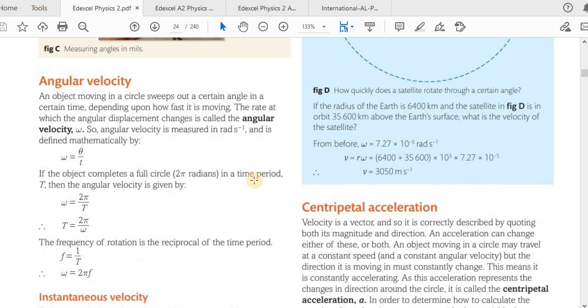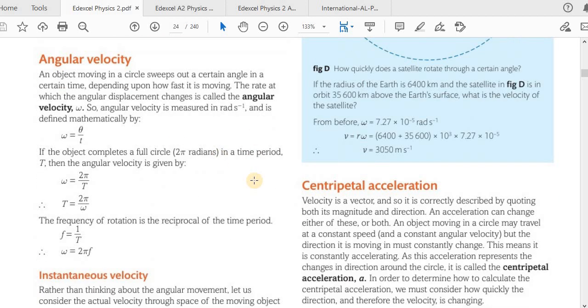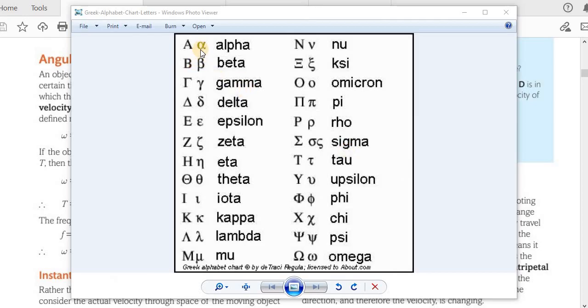I can even quickly show you the Greek alphabet because we use a lot of Greek letters in physics. If you are taking particle physics, that is nuclear physics, a lot of Greek letters are used. So that's why it's better to become familiar with the Greek alphabet. I'll just show it to you quickly. So here is the Greek alphabet. Like I said before, you have both capital and simple letters.